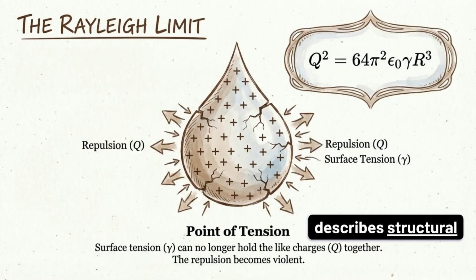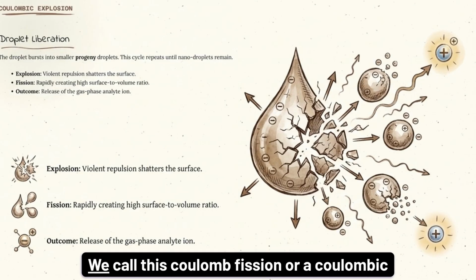This equation describes structural integrity. When charge repulsion overcomes surface tension, the droplet shatters. This is the moment where the liquid explodes into the gas phase. It's structural drama at its peak. We call this Coulomb fission, or a Coulombic explosion.